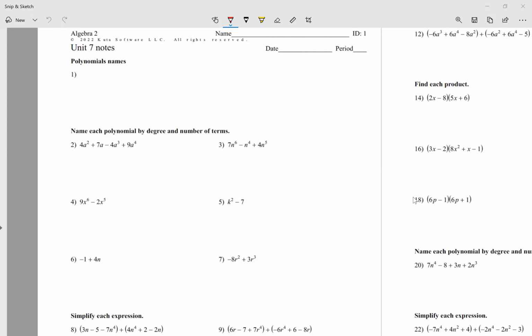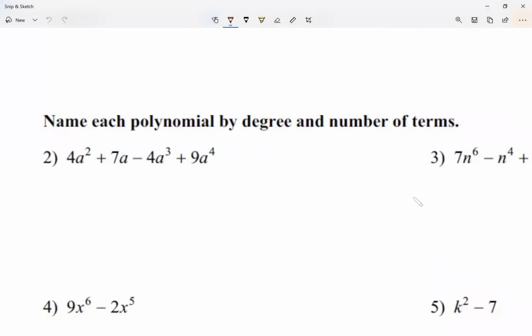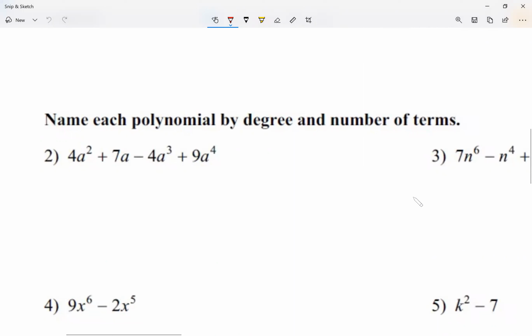All right, for this unit, we're going to learn the names of our polynomials. Now, polynomial is basically one word, but I'm going to break it down. Poly means many. Now, nomial means term. So polynomial are basically many terms. Terms are going to be those things separated with a plus or minus.